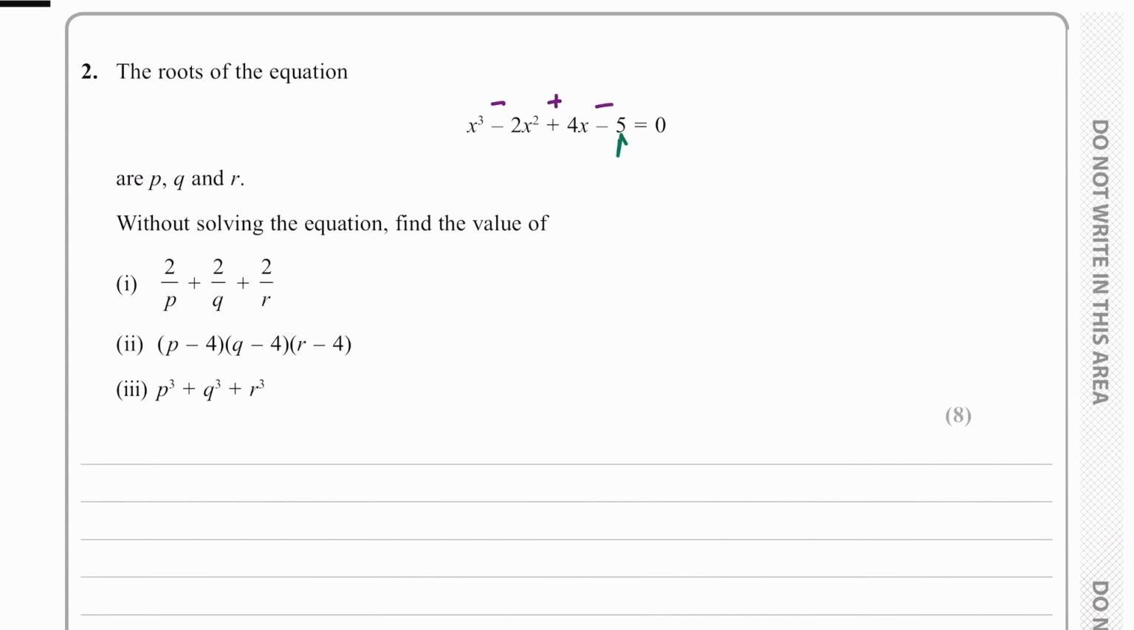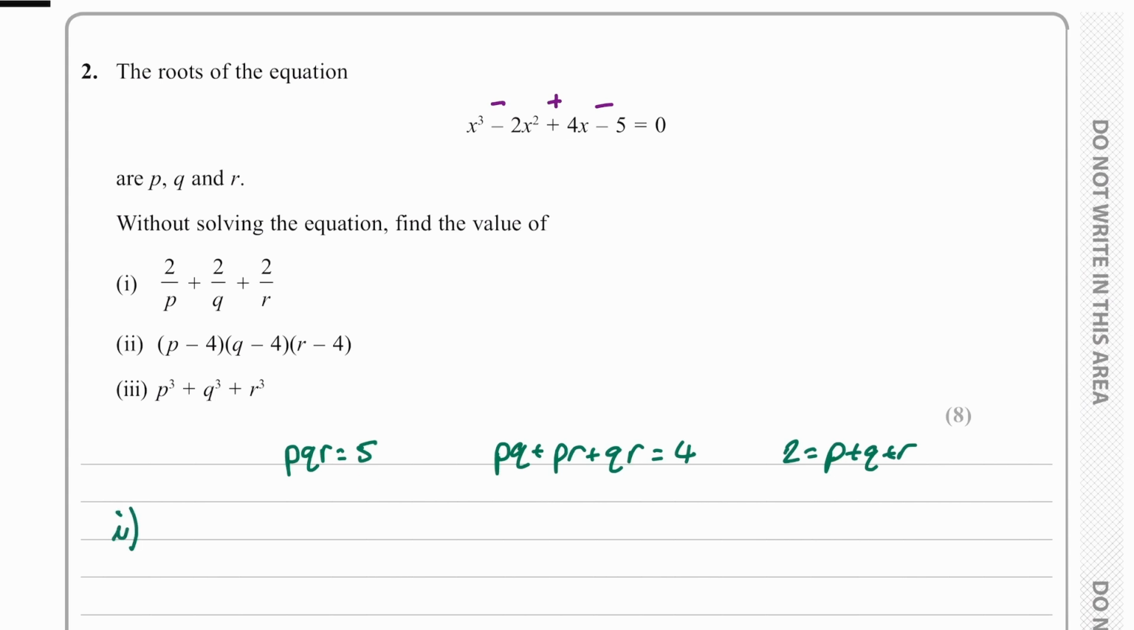We know this 5 will be the product of p, q, and r. The positive 4 will be pq plus pr plus qr. And the 2 will be the sum of the roots, p plus q plus r. And then part A, to work out this expression, we need to use a combination of these three values.